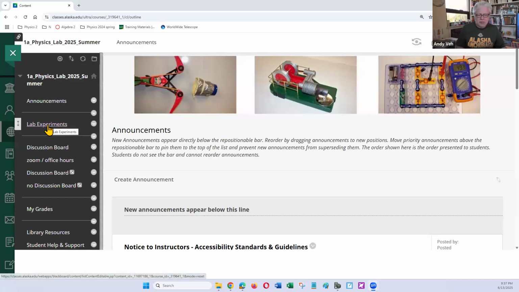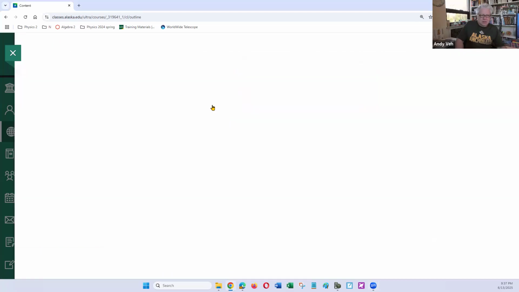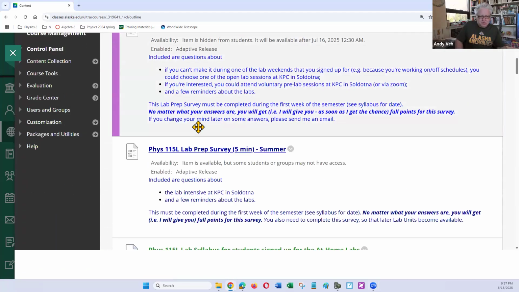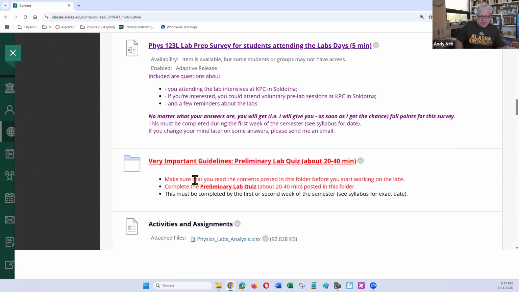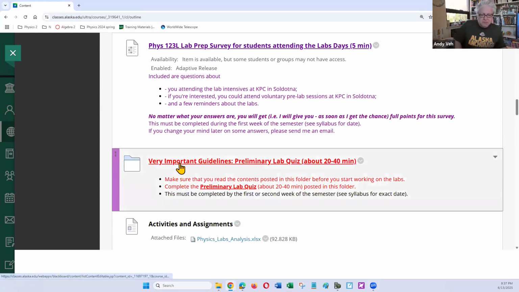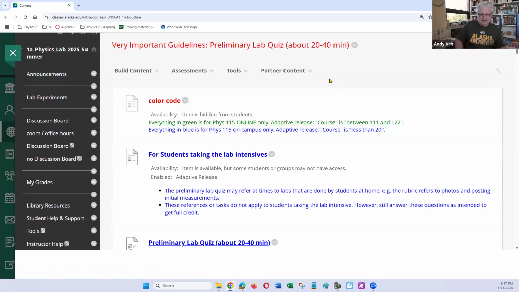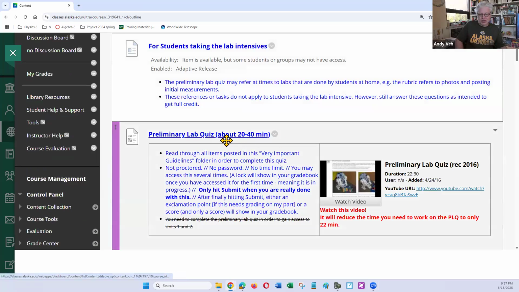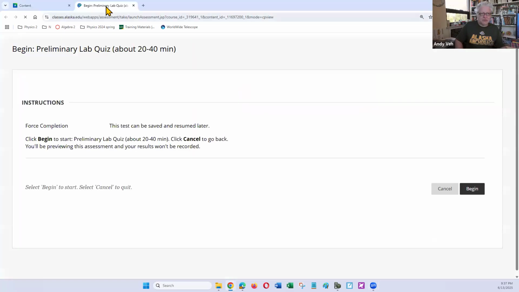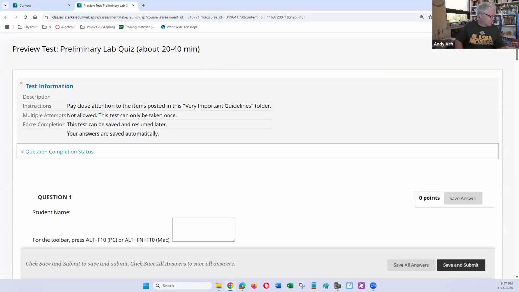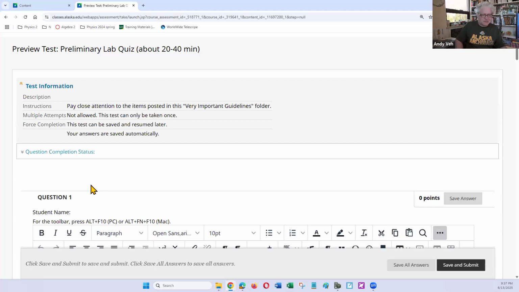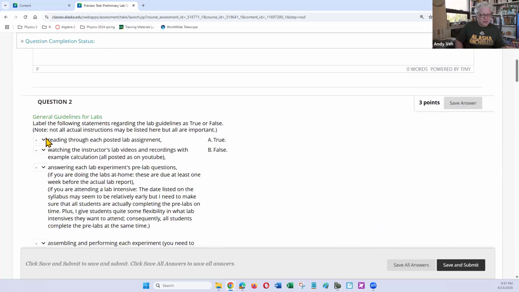So this is the preliminary quiz. Go to lab experiments, and that's one of the first. I know there are too many syllabi posted on my site, my point of view. Very important guidelines. Preliminary lab quiz. I know it says about 20 to 40 minutes, and I'm going to try to really rush through this one. Okay, so open it, begin, and I intend to just give the answers away.